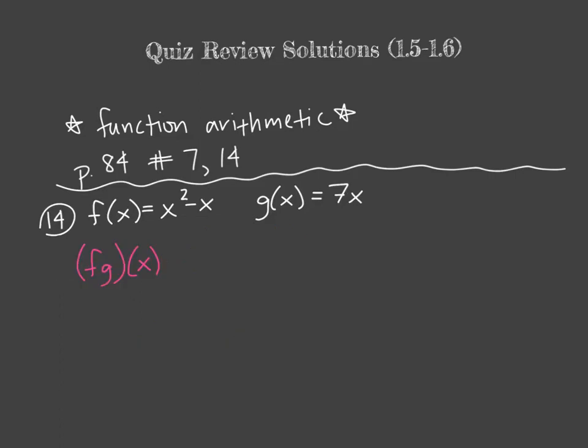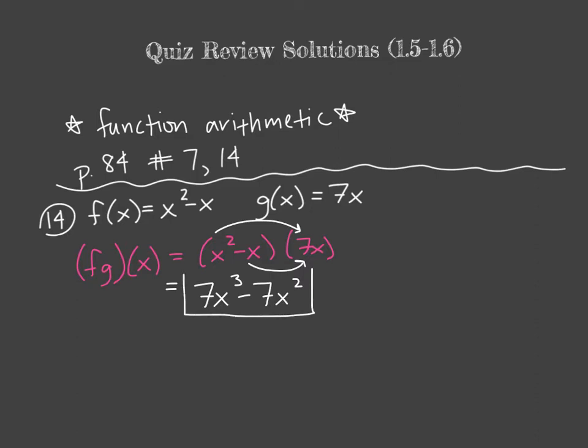Okay, next we're multiplying. And when we multiply, we just have to be careful with distribution. So we're first going to multiply x squared by the 7x. When we do that, we'll get 7x cubed. Then we're going to multiply this minus x by the 7x, which is minus 7x squared. And this, again, is a totally fine way to write your final answer.